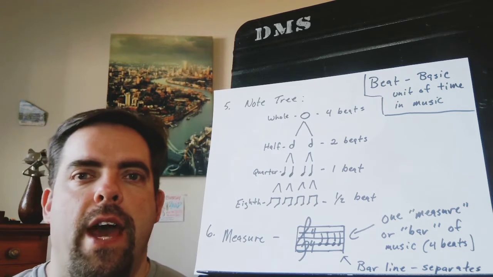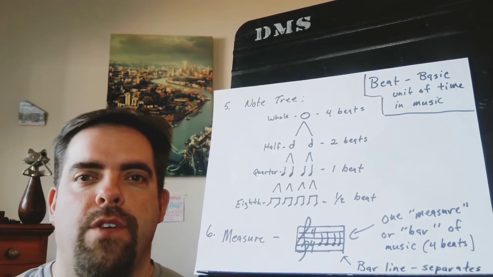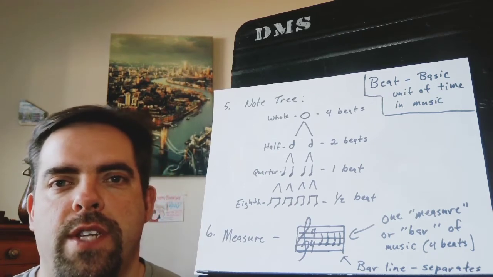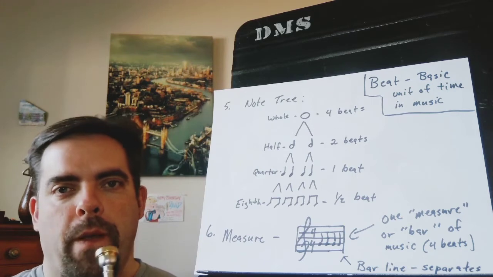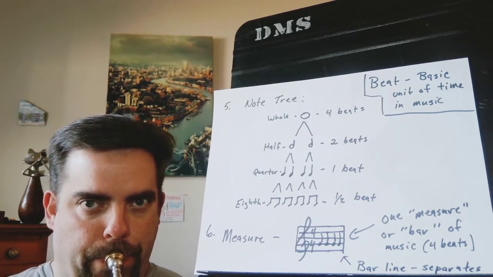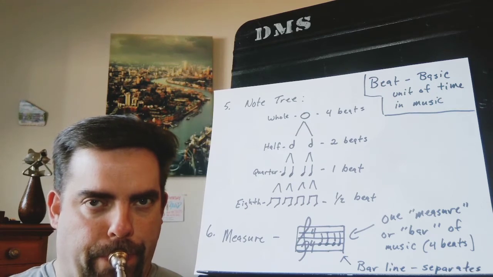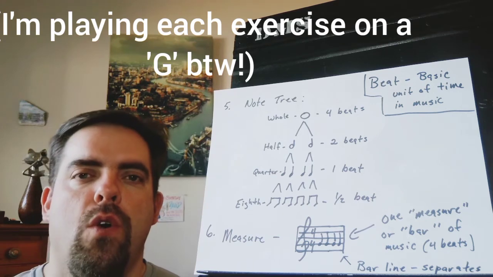Now below the whole note we have 2 half notes, and half notes get 2 beats each. And the way that we would play the 2 half notes would be, so like 1, 2, 3, 4.